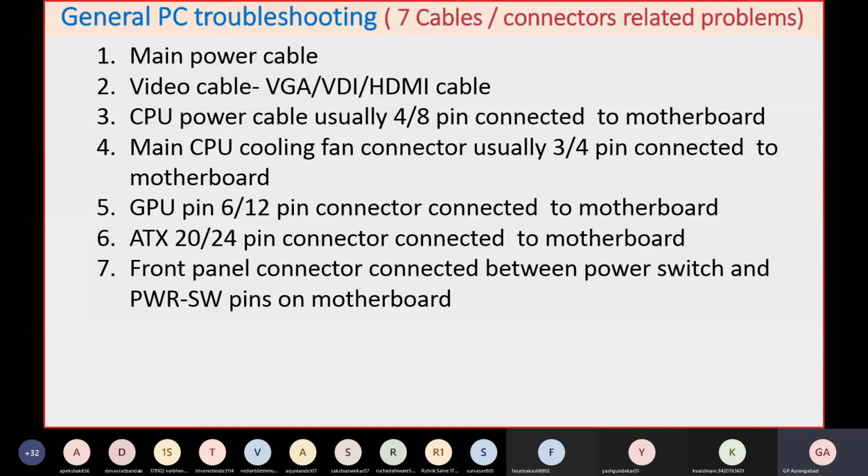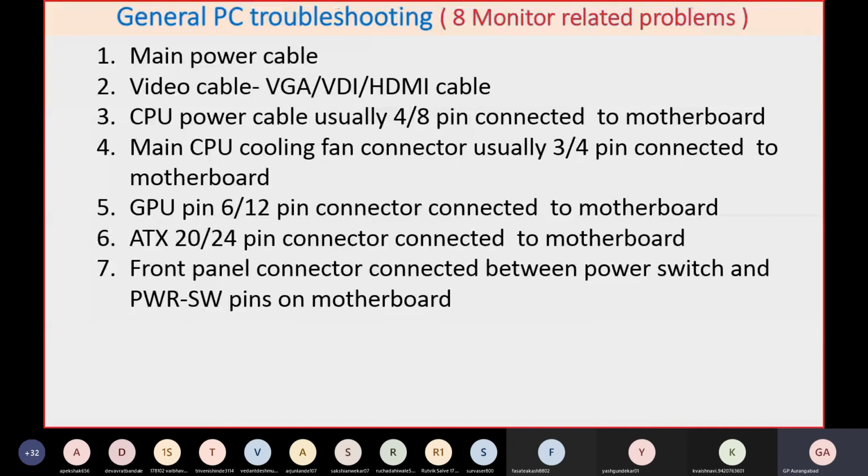Then you also have to ensure that your power supply socket is firmly fixed or properly connected. That is the ATX, either 20 or 24 pin. Then finally, front panel connectors are connected between the power switch and the power switch pin of the motherboard. This is another socket that is normally provided on the motherboard, and you have to ensure that the power is properly given through that power switch socket.